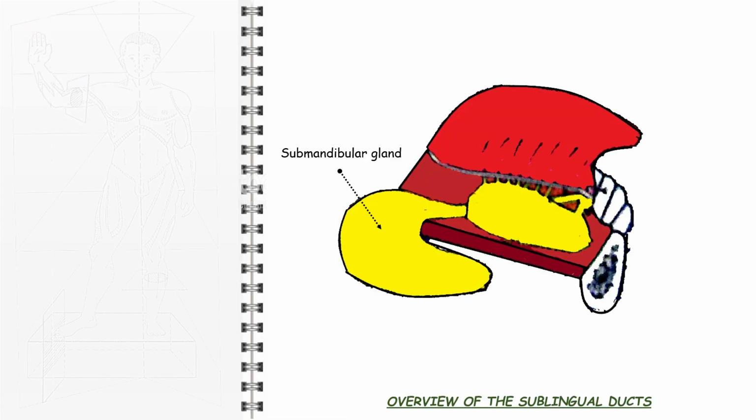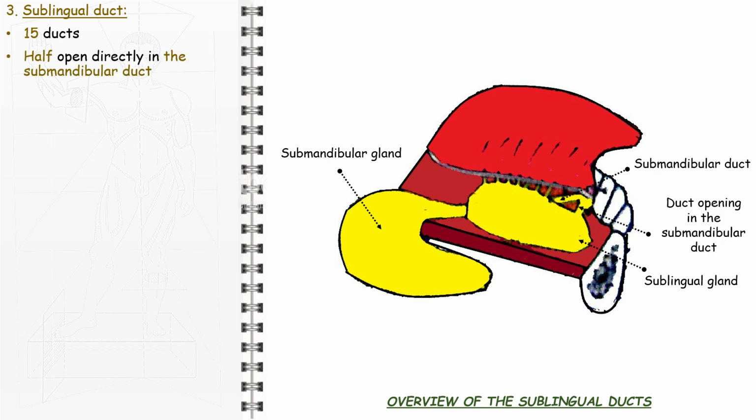The sublingual gland is not drained by a single proper excretory duct but by 15. Half of the latter open directly in the submandibular duct. The remainder open separately on the sublingual fold.